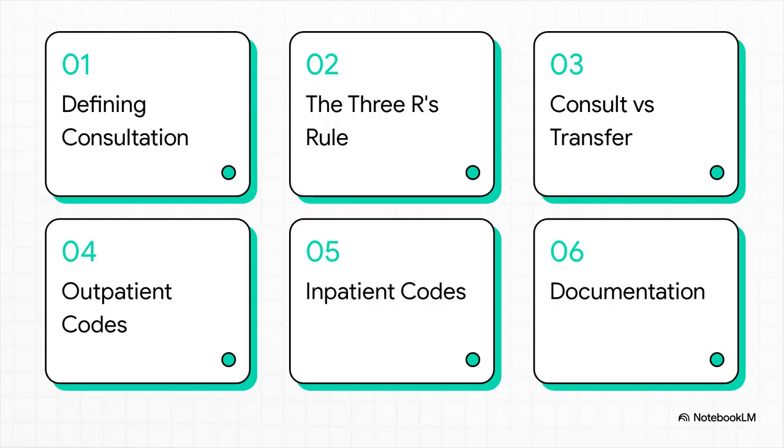Here's our syllabus for today's explainer. We're covering 1. Defining a medical consultation, 2. The 3 R's rule, 3. Consult versus transfer of care, 4. Outpatient consultation codes, 5. Inpatient consultation codes, and finally, 6. Documentation and compliance. Mastering these 6 steps is the absolute key to bulletproof coding, so let's get right to it.